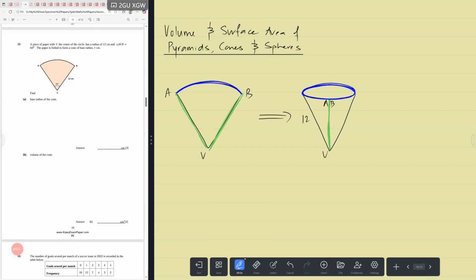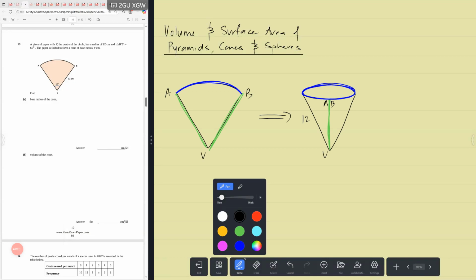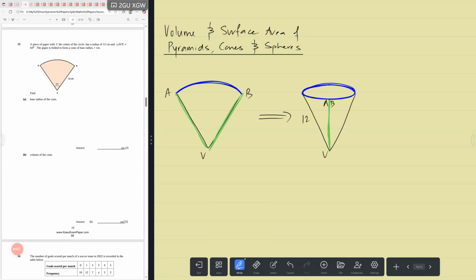All right. So the base radius of the cone, in this case, let's follow in red here. The base radius of the cone is this one. This is what we're looking for, the R value. So the base radius of the cone can be obtained by finding the length of AB first. This length AB, we call it the arc.